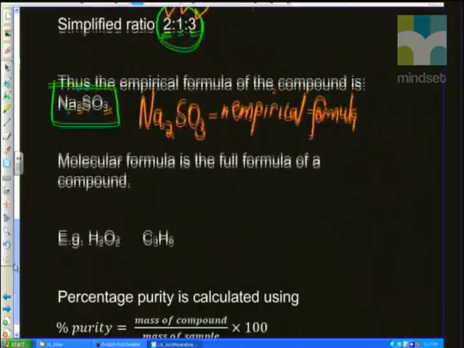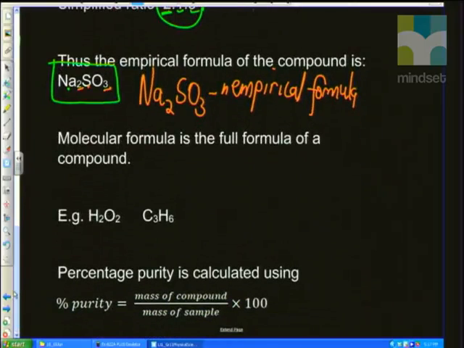Right, and lastly, if we are to find what we call percentage purity, this percentage purity is calculated using the mass of the compound divided by the mass of the sample.